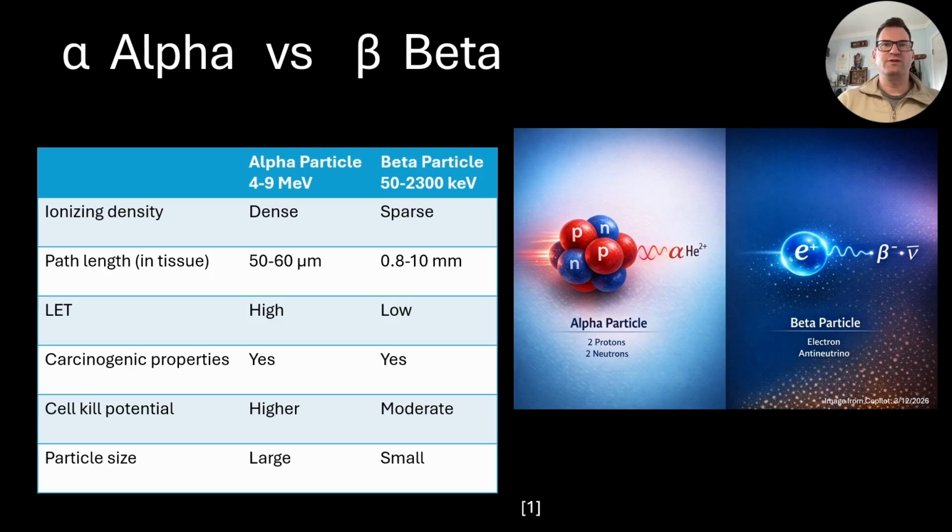The difference between the cell kill is the alpha particle has more energy, therefore can make a double strand break on DNA, and it's more probable that a beta will only do a single, which means that the cell with a beta can regenerate and heal.